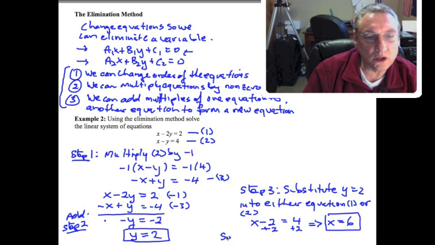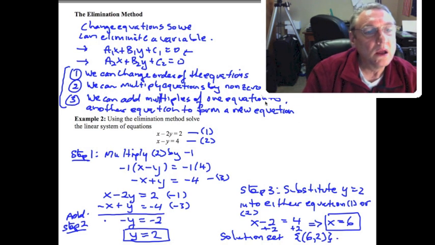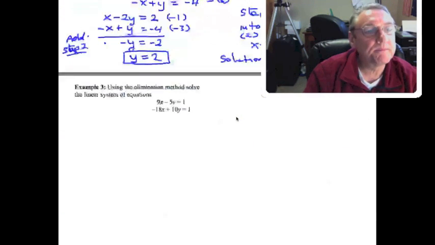So our solution then is going to be again the ordered pair (6, 2). Okay? So that's using elimination. Let's do it on a slightly more difficult one.